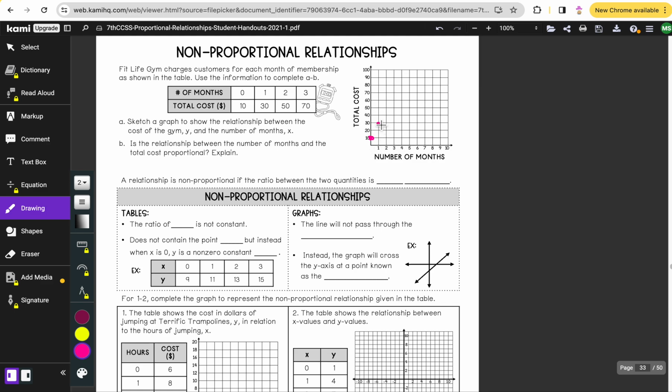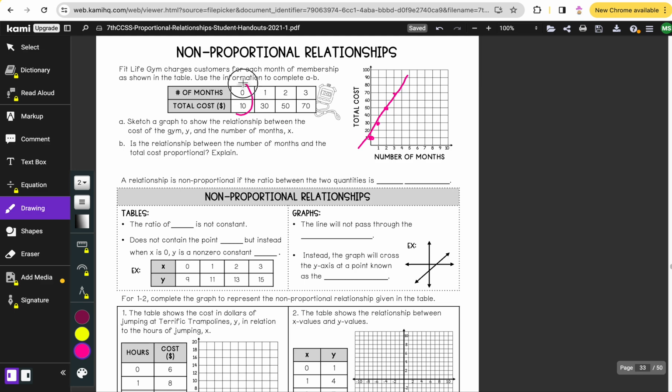Maybe it's $20 a month. After 2 months, you've spent $50. Makes sense. That went up by 20. So even though the rest of these points go in a straight line and it might look like it's proportional, the biggest thing is this line, I don't have a ruler, so forgive me, this is not exactly straight. But this line is not going through the origin.